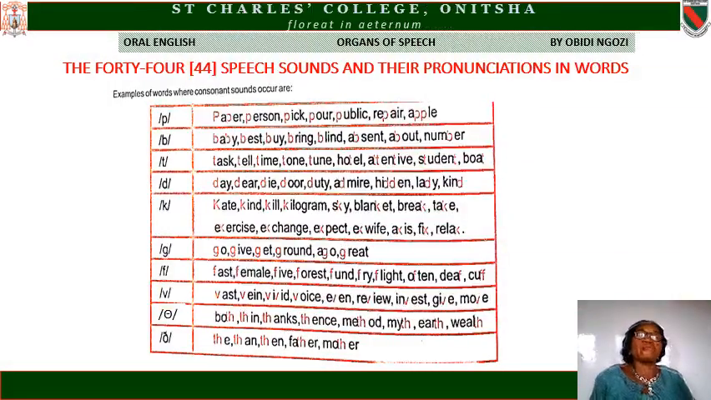Let us look at the 44 speech sounds and their pronunciations in words. Examples of words where consonant sounds occur are p. The consonant sound p occurs in paper, person, pick, poor, public, repair, apple. B: baby, best, buy, bring, blind, absent, about, number. T: task, tell, time, tone, tune, hotel, attentive, student, boat.